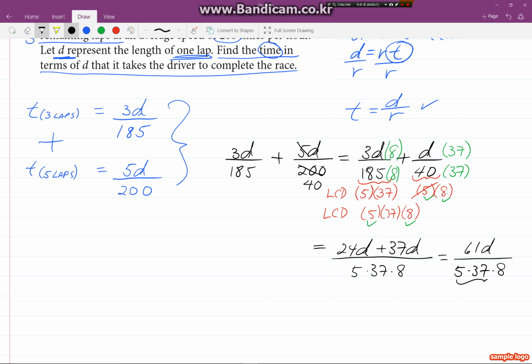You do want to work this out. I don't know what it is. This would be 40 times 37, which would be 1480. Okay. So the answer is 61D over 1480.